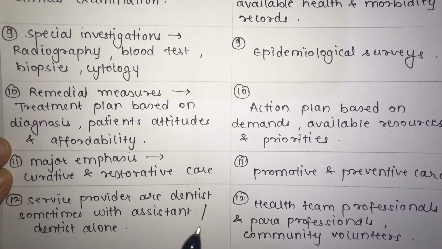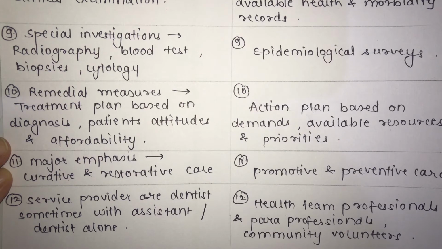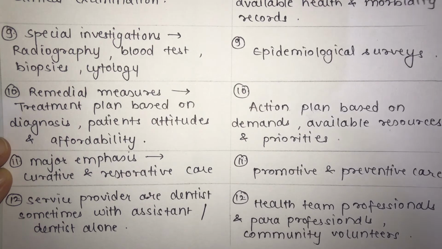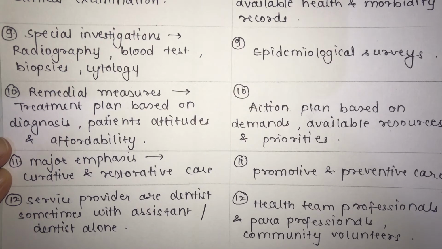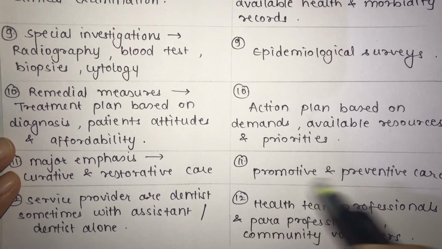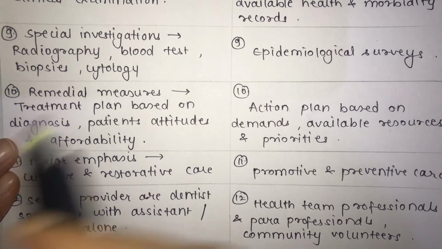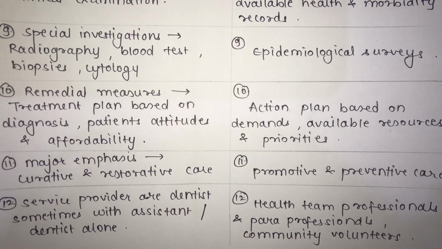So the services are provided by the dentist and sometimes with assistants. Over here it is private practice, so the dentist with an assistant or the dentist alone. Over here there is the whole team, because they are focusing on the population, so one person cannot do that. So there is the health team professional with paraprofessionals and community volunteers. In camps there are volunteers who volunteer for these camps. So these are the service providers for public health dentistry, and this is the difference between these two.